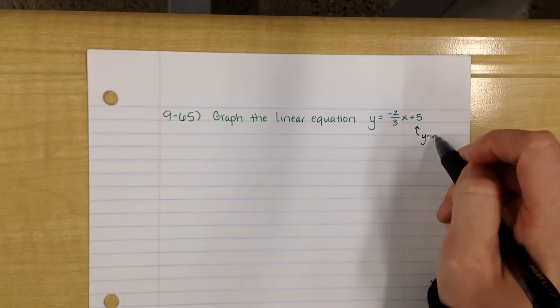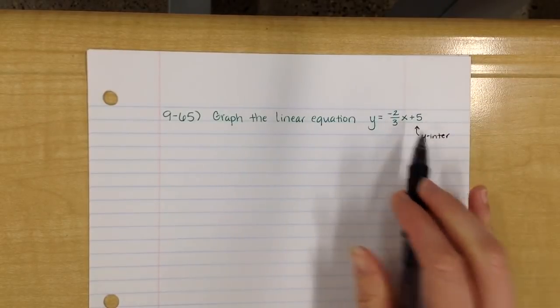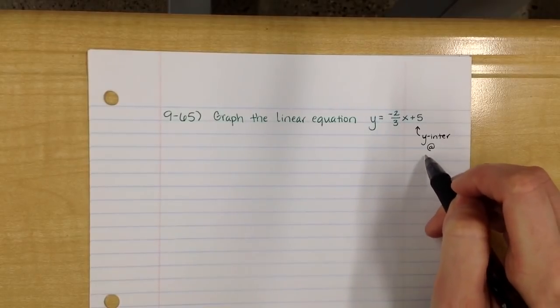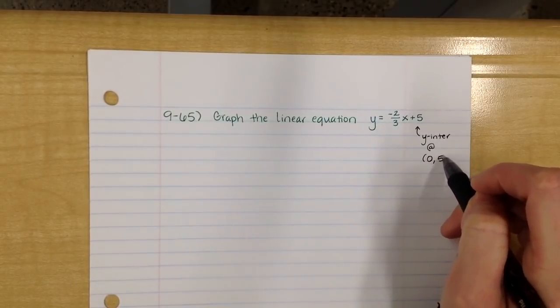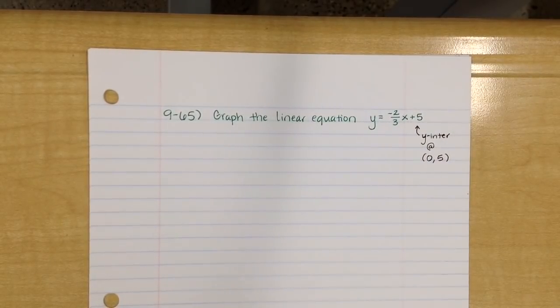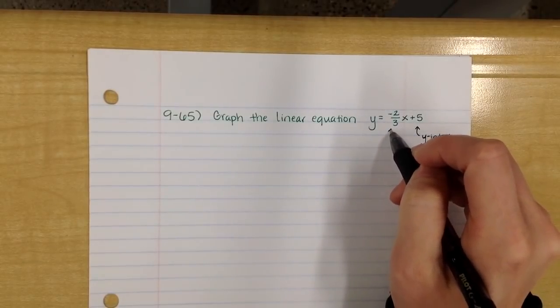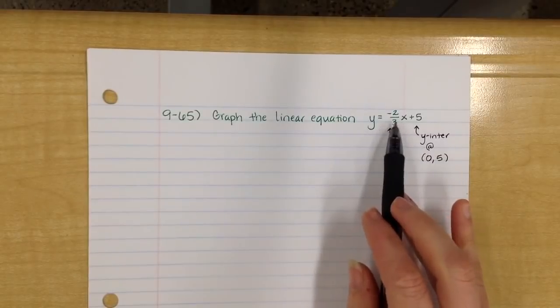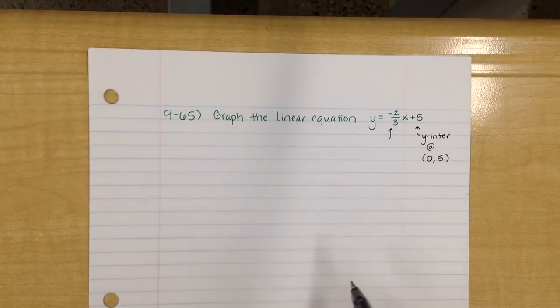Our y-intercept will always be our b value. In this case it's a positive 5, so our y-intercept is located at (0, 5). We would also identify our slope, aka the coefficient of x, the number that's multiplying the x value in the problem, if the y is all by itself.